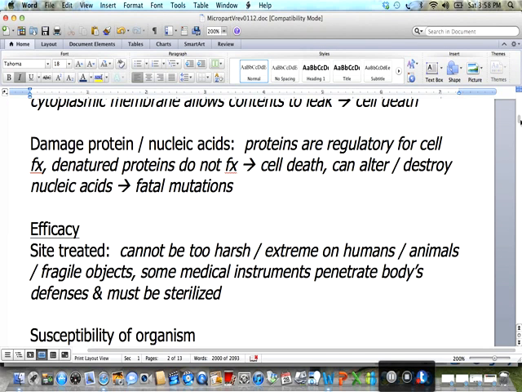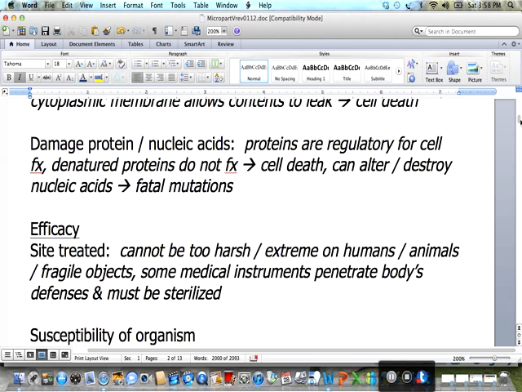Another method is to damage proteins or nucleic acids. Proteins help regulate cell function, and denatured proteins do not function, causing cell death. Nucleic acids can be altered or destroyed, resulting in fatal mutations.